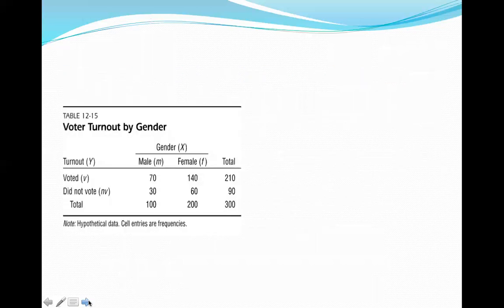Okay, so I have a very simplistic example here. You'll see that my independent variable is gender, and I have male and female. The dependent variable, again, dichotomous, meaning two categories, and nominal, voted and did not vote. And then we have 300 people total that took this survey. So first, what we do is we calculate the probability of being male. So we see that there's 100 men who took this survey out of 300 total. So the probability of being male is 0.33.